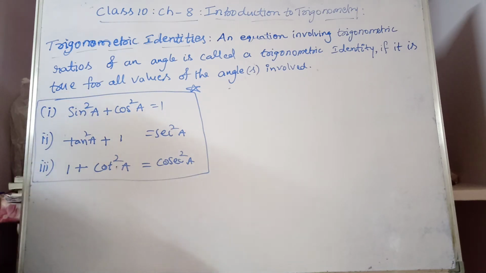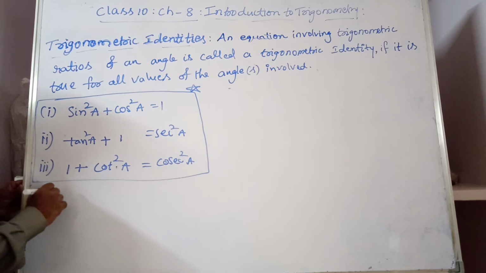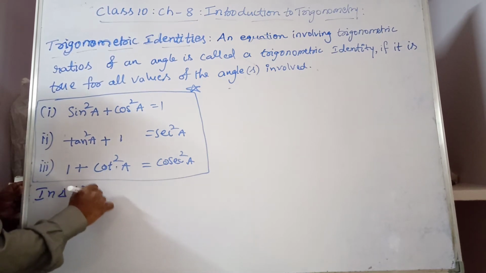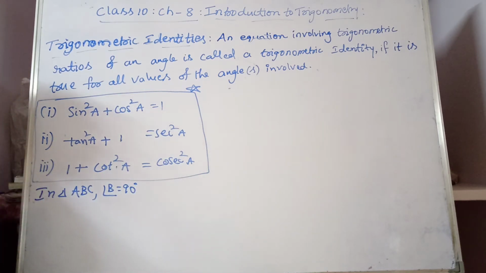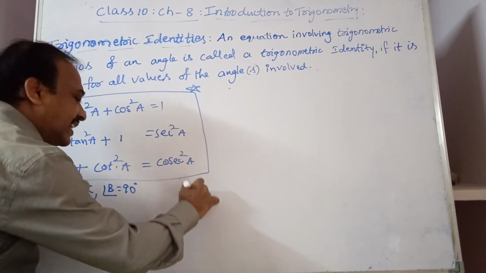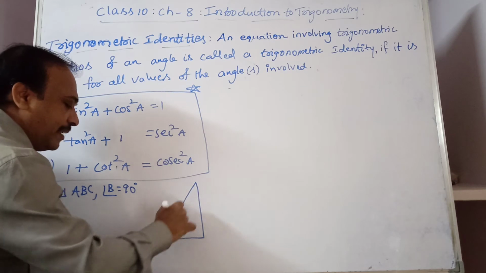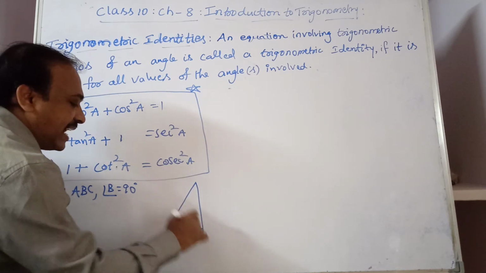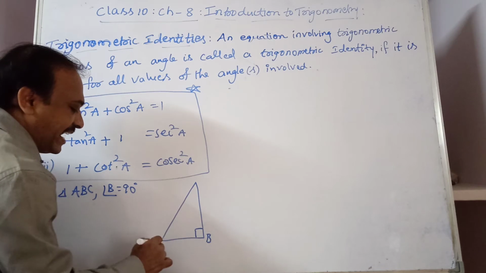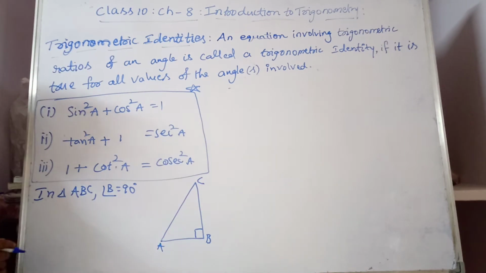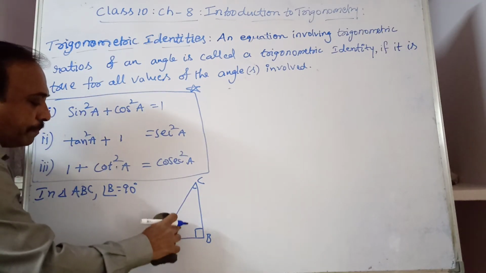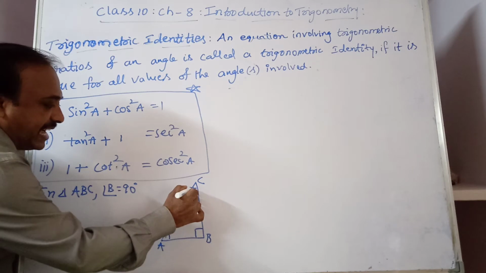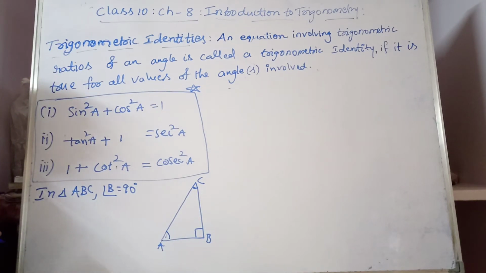Let us say in a triangle ABC, angle B is equal to 90 degrees. Now let us see the triangle. This is a right angle triangle, where angle B is 90 degrees, and A and C are the other two angles, which are acute angles.